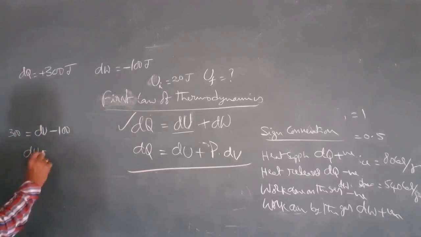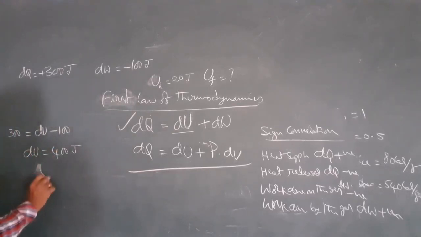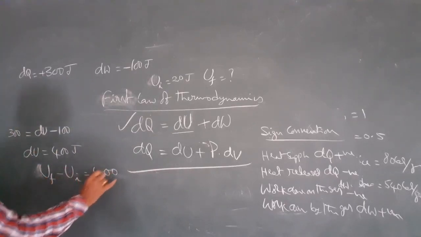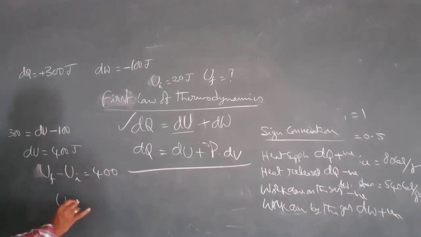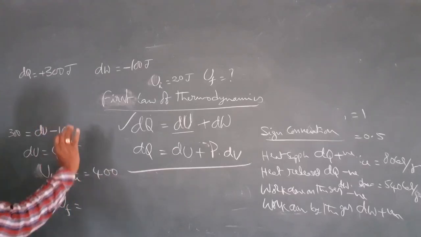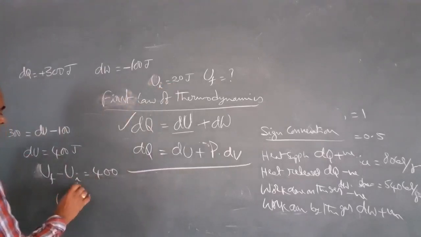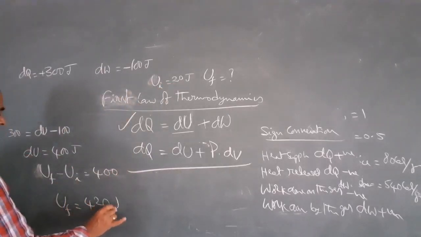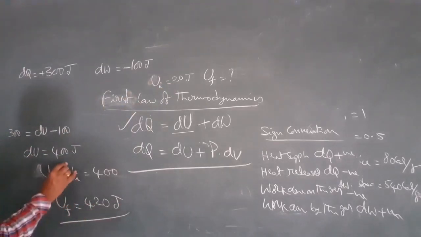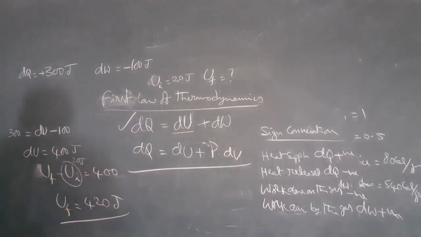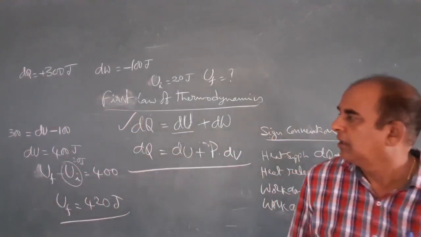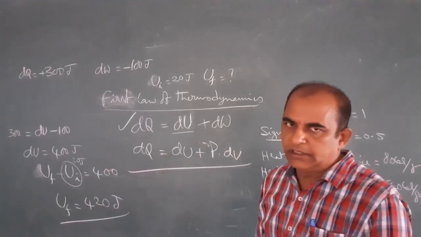Therefore, dU is equal to 400 joules. dU means U final minus U initial, which is 400. Therefore, U final is equal to dU plus the initial value, 20, which is given. So bring this to the other side: 420 joules. The final internal energy is 420 joules.